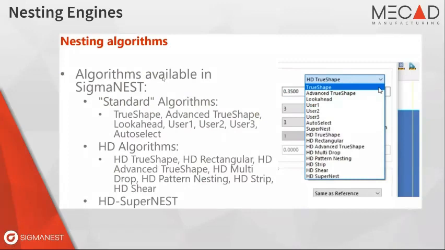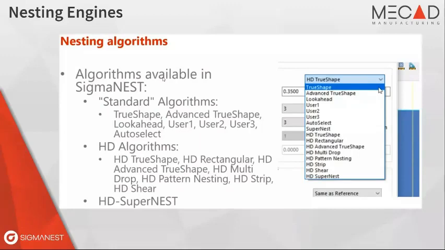Our nesting engines can be split into 3 categories. That is standard algorithms, HD algorithms, and lastly, in a category of its own, HD SuperNEST. For standard algorithms, User 2 is definitely our favorite nesting and a very popular nesting engine strategy to use amongst all of you guys and our customers that results in higher nest yields. Our standard algorithms have been around for quite some time. These nesting engines do not require a lot of PC resources to run.